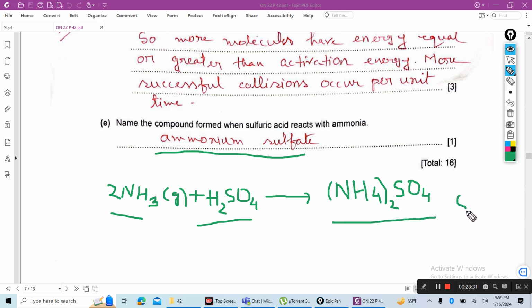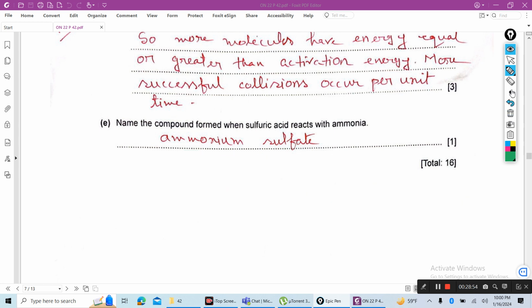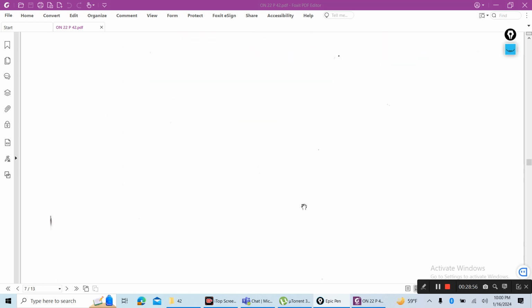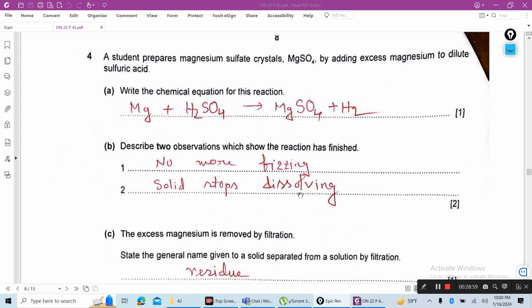Sulfate valency is 2. So this 2 here. Ammonium is NH4 plus, valency 1. That's why ammonium sulfate is NH4 whole 2 SO4. This name is ammonium sulfate. Next, number 4.